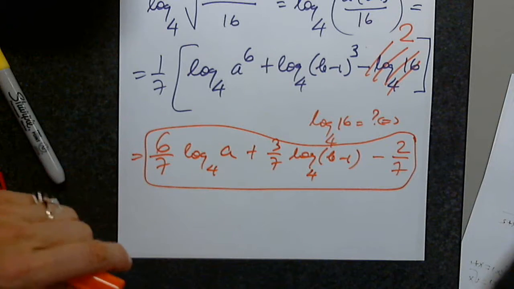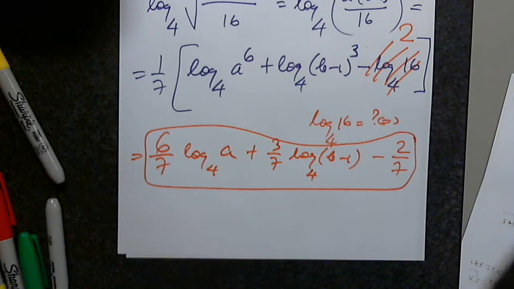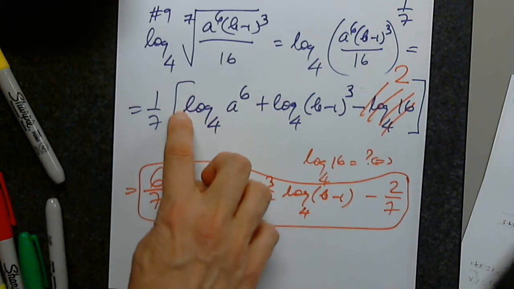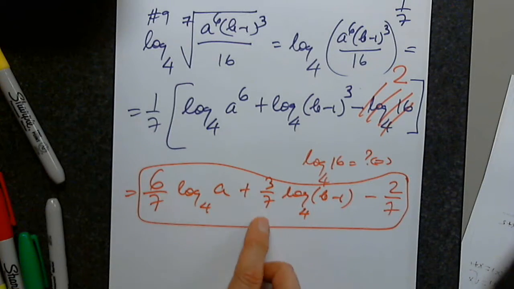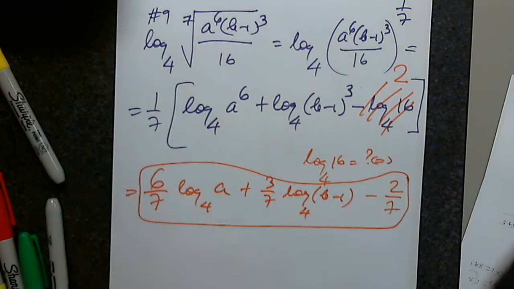And this is final. Where does 6 over 7 come from? When you took the 1 over 7, you bring 6 in front, multiply by 1 over 7. You bring 3 in front, multiply by 1 over 7. And 2 times 1 over 7.